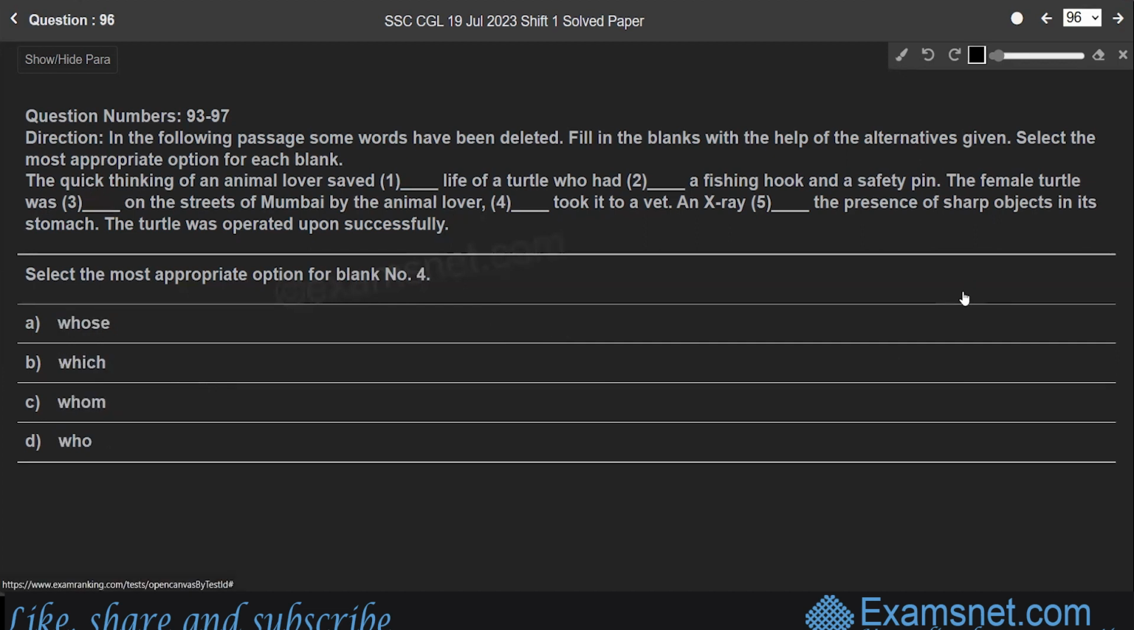Moving further, question 96. Animal lover dash took it to a vet. So this animal lover, who took it to a vet? Here, in place of animal lover, we are writing who, right? So who is the proper word here. Who is a subject relative pronoun used for people, right? Therefore, it's a subject relative pronoun.